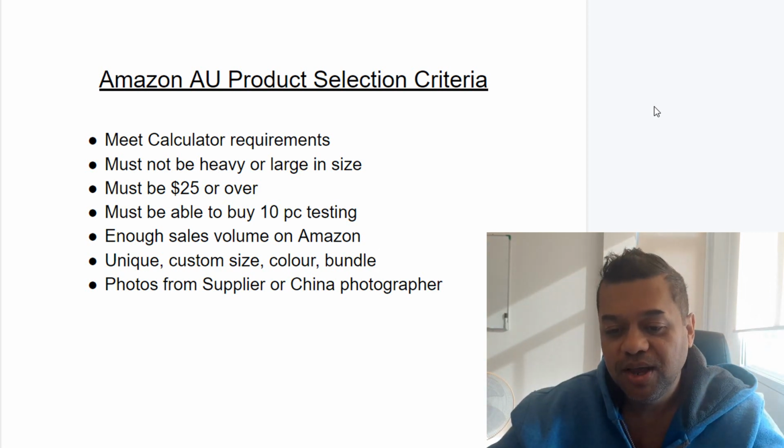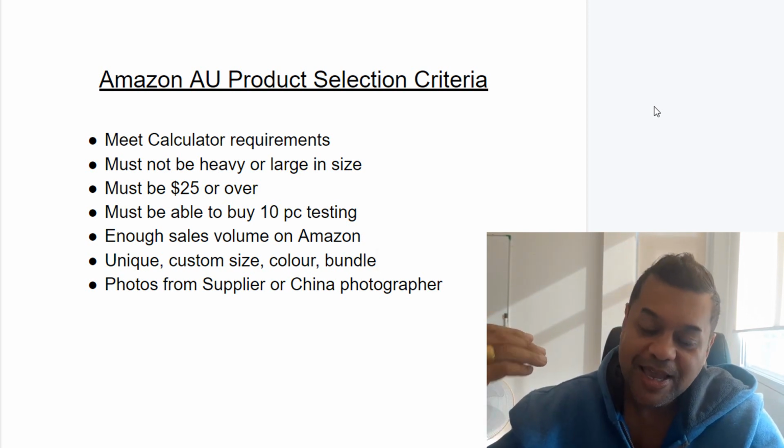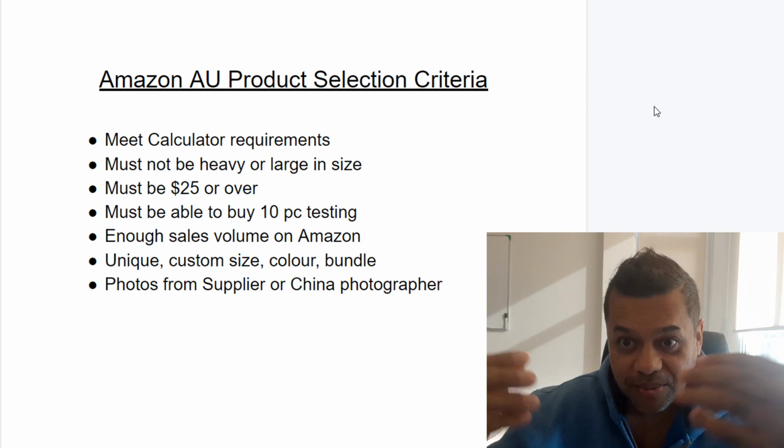We want enough sales volume on Amazon, so we know, based on what we're looking for on Amazon Australia, this is Amazon Australia, we want to know: is the product going to sell? Based off information, we can predict it, but we're not going to know until we actually get the product to Amazon. Then we know that if it sells, we've got a winner.